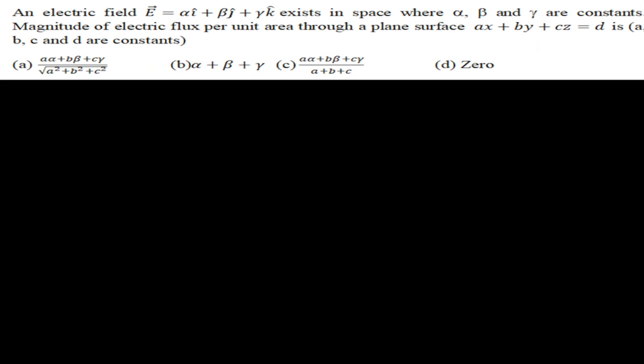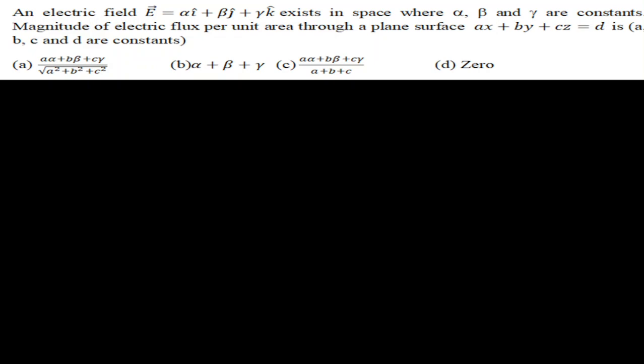And this is the second example associated with the first case. In this question, it is written that an electric field E equals alpha i cap, beta j cap, and gamma k cap exists in a space where alpha, beta, gamma are constants. The magnitude of electric flux per unit area through a plane surface Ax plus By plus Cz equals D.